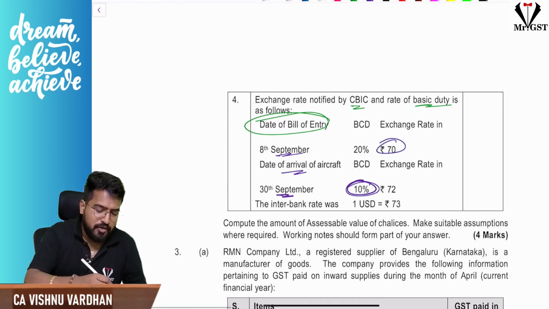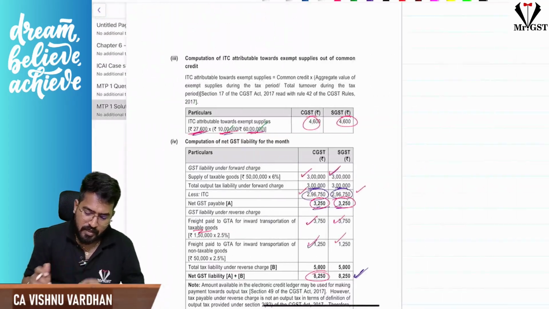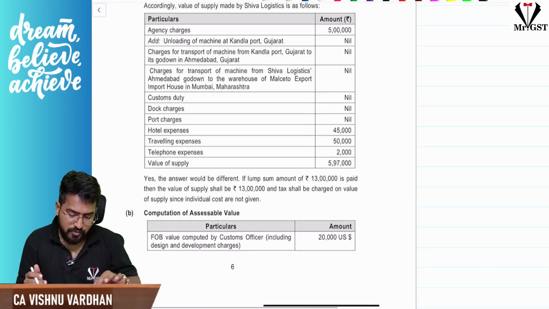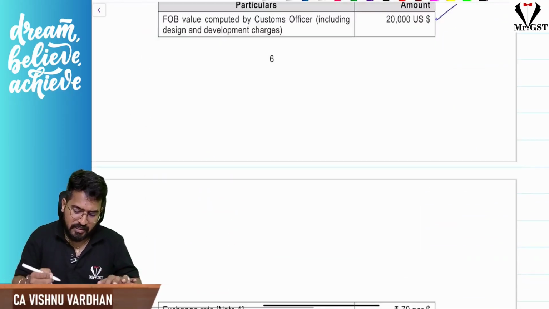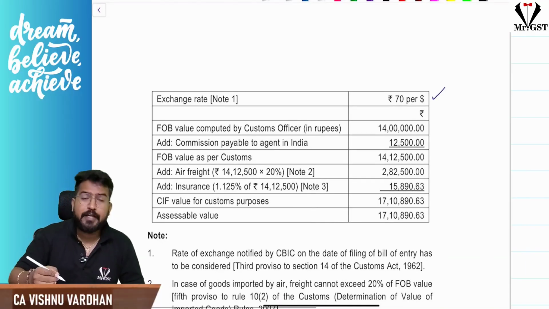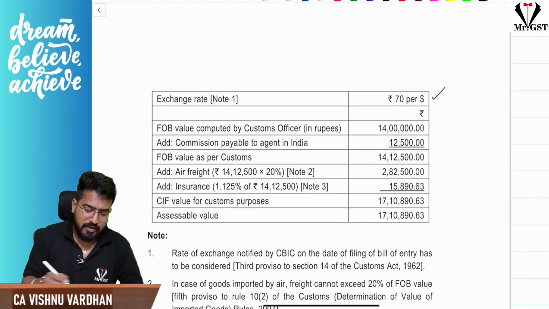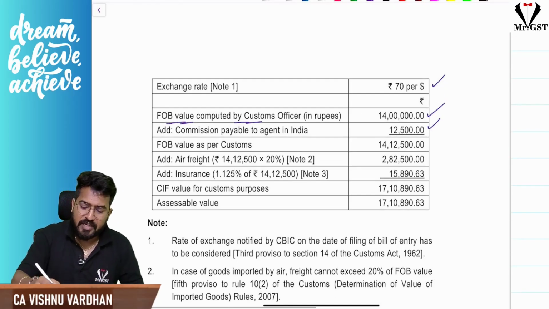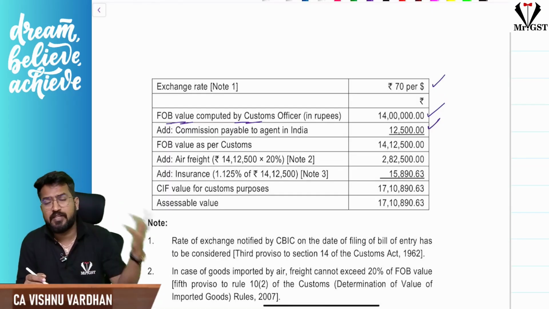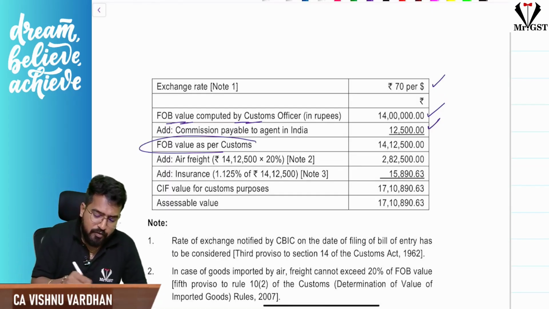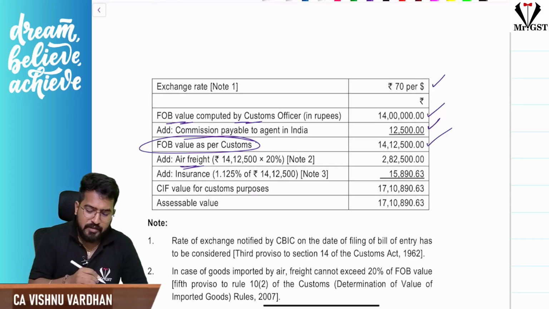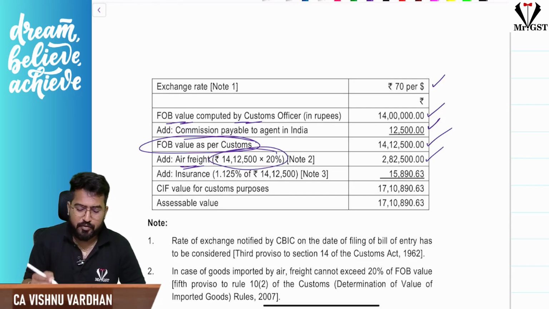So if you see 20,000 US dollars, I'll just show you the solution straight away so that it will be easy for us. We can save some time. 20,000 US dollars, we will convert at the rate on the date of filing the bill of entry. So 70 rupees, and FOB value computed as per that is 14 lakhs, and commission is also to be added because commission is already given in rupees. First let us convert everything into rupees and add that. So FOB value as per customs is 14 lakh 12,500. Air freight, you know 20% is the maximum. So 14 lakh 12,500 into 20%, 2 lakh 82,500 you should take.